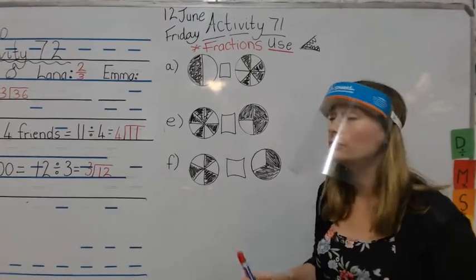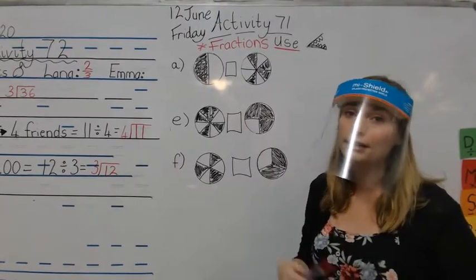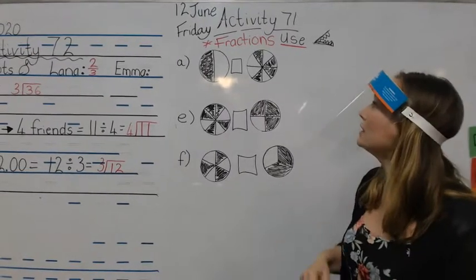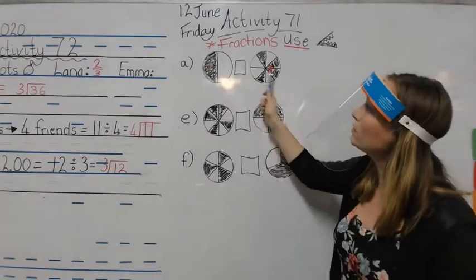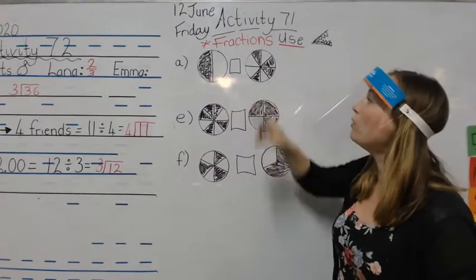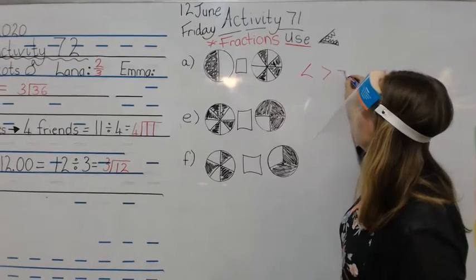Today we're still doing some fractions work. I'm going to discuss activity 71 that's in your books with you today. Okay, so activity 71 says that you have to decide which of these fractions in your books, and there's more of these in your book, which one is bigger, and you have to use these signs, this, or this.